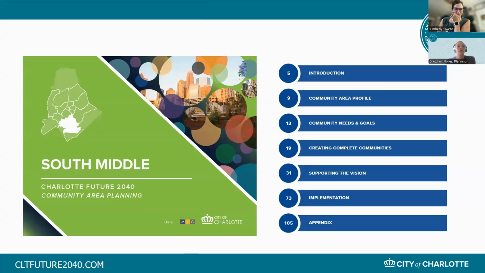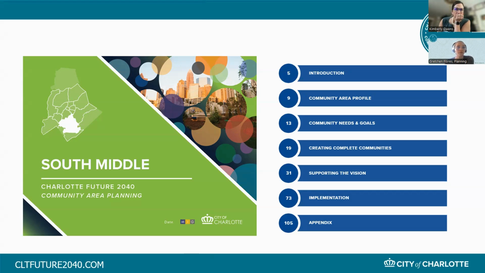Now, moving into the actual components of the plan. Each plan has all of these components with some unique details in some of these chapters. So the first chapter is the introduction, and that's just a general purpose statement for the plans and what they're intended to do. The next two chapters are the community area profile and the community needs and goals. Those are really specific to the plans themselves.